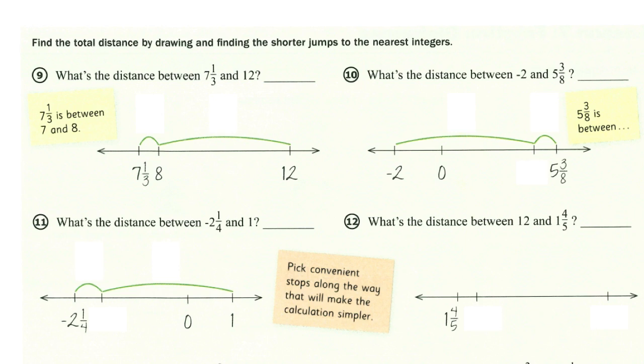In number 9, my distance from 7 1/3 to 8 is going to be 2/3. From 8 to 12 is 4, so my total distance is 4 2/3.